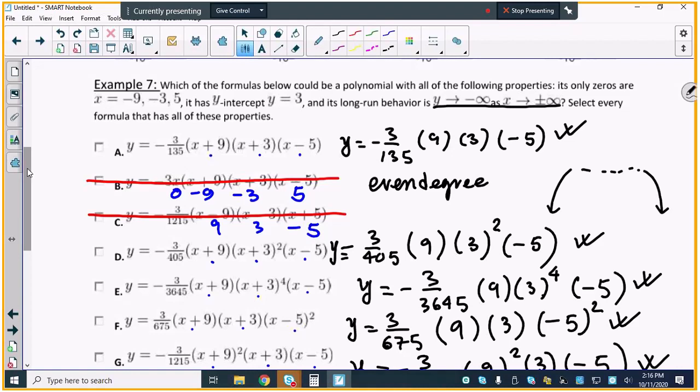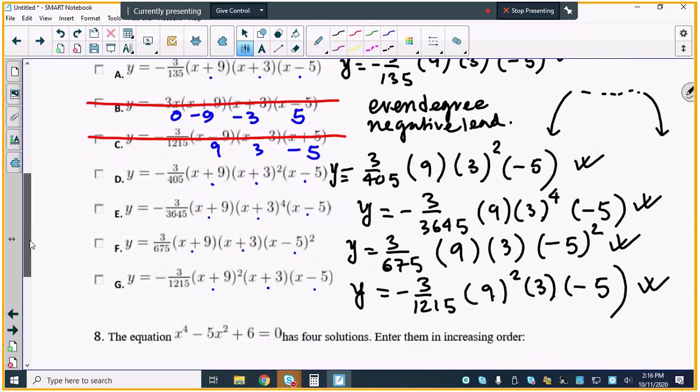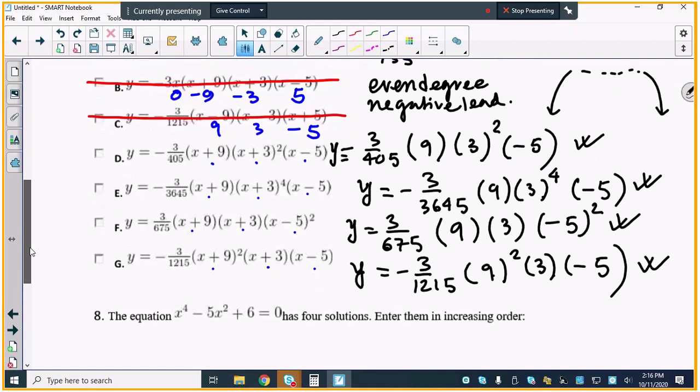So the polynomial must have even degree and negative leading coefficient. So let's see that situation. When I look at the first one, I see that the leading coefficient is negative. The third one, leading coefficient is negative. The fourth one, leading coefficient is negative. F is where the leading coefficient is positive. Cannot be your situation, so strike it out.